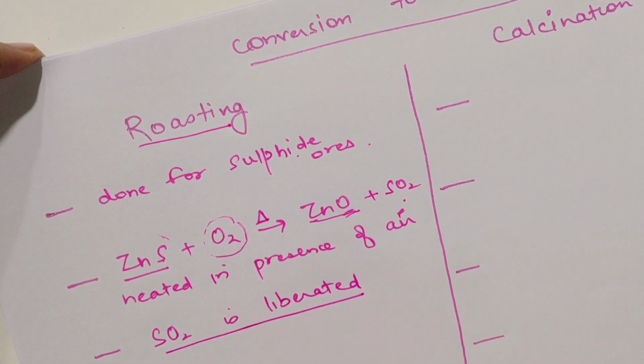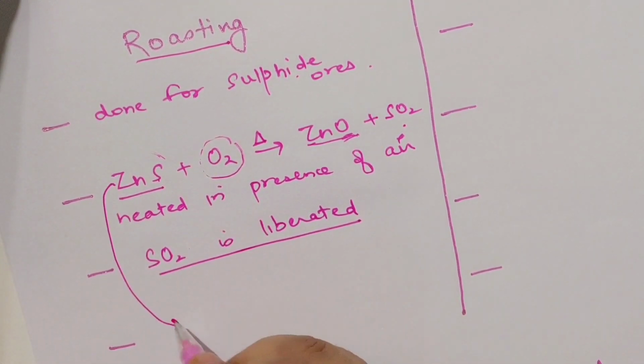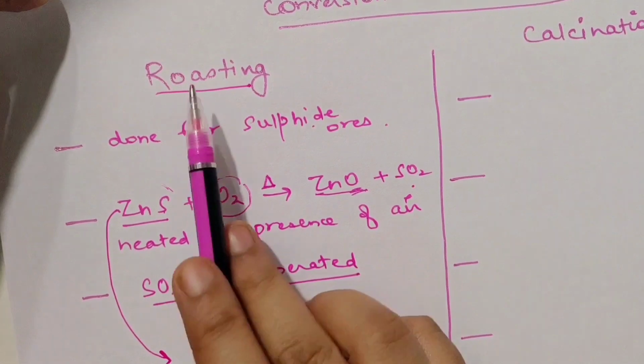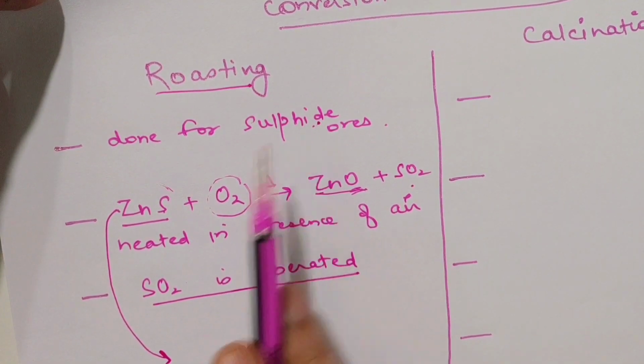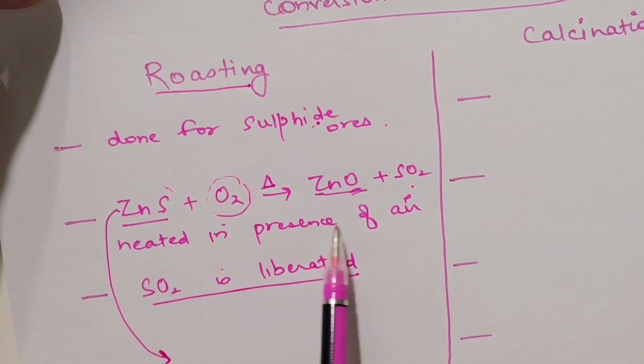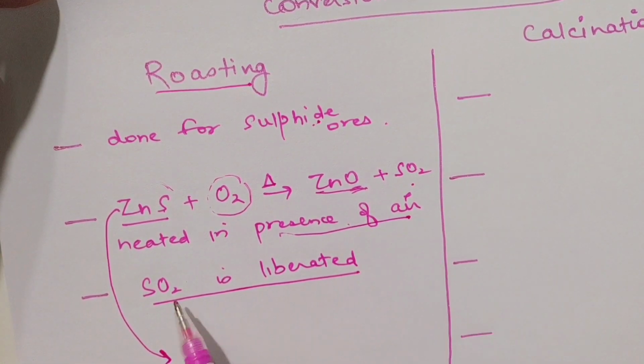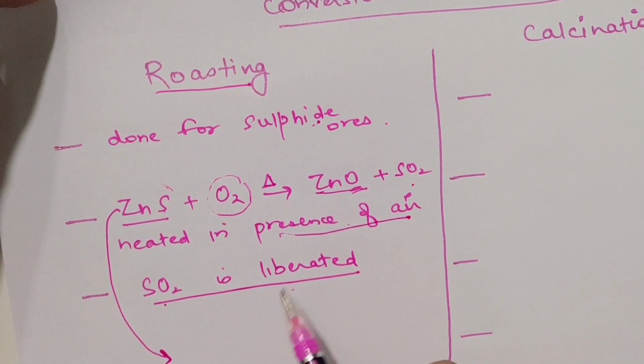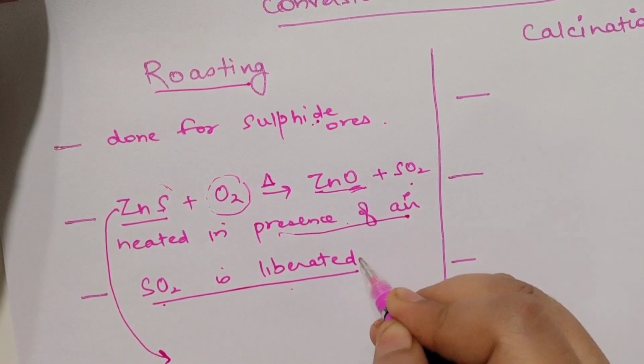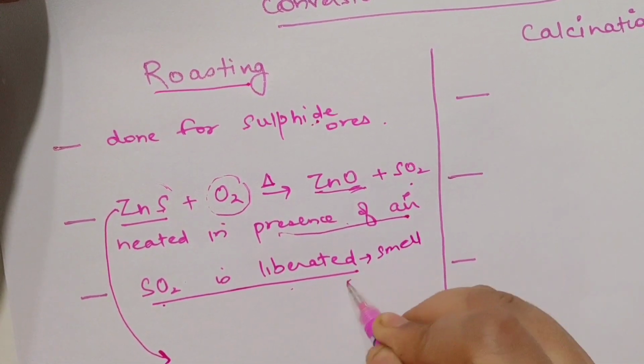Okay, and in the fourth difference, you can actually write the reaction. So, roasting is done for sulfide ores. It is done by heating the sulfide ore in presence of air. Second difference, sulfur dioxide is liberated. How do you know it's sulfur dioxide? Because it gives the smell of burning sulfur.